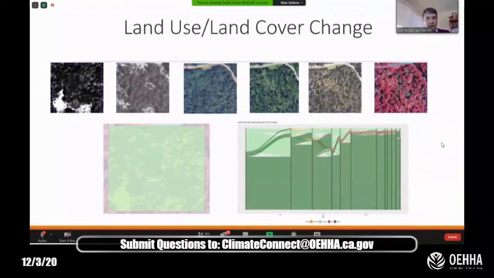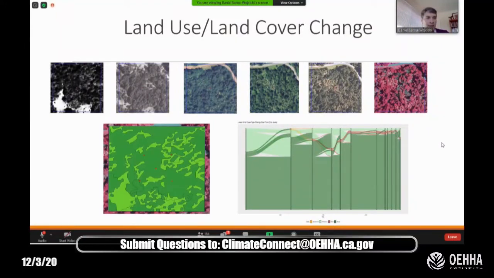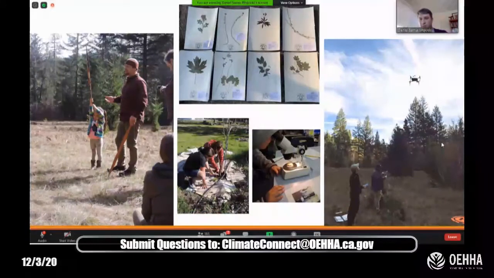We're doing a long-term land use land cover change analysis using historical aerial imagery and contemporary aerial imagery and other archival resources to look at how forest ecosystems are changing over time and in response to climate and management events. And then we're also doing, as I mentioned before, some drone surveys of our plots. We're collecting voucher specimens of culturally significant species for the Karuk and the UC herbaria. We're also looking at historical voucher specimens to look at changes in species distribution over time.